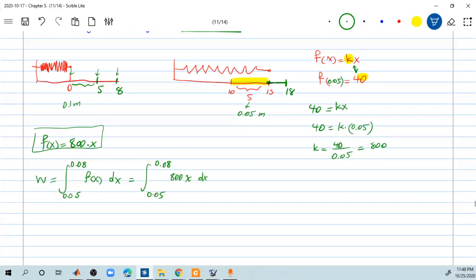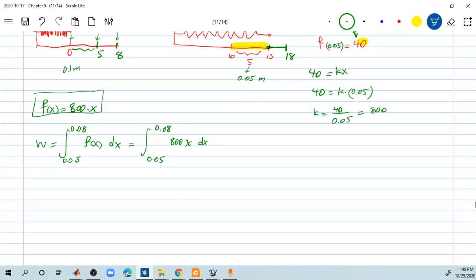This setup is very important to figure out. Make sure that you're using meter and kilogram, unless they tell you something else. If it's in gram, you change it to kilogram. If it's in centimeter, you change it to meter.